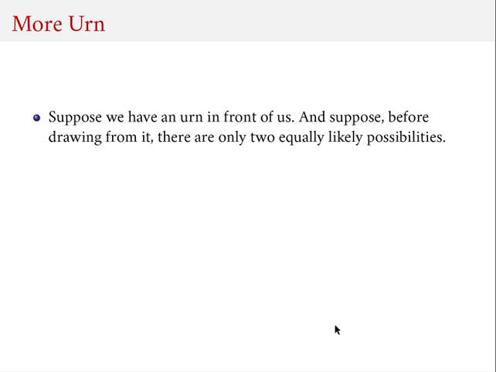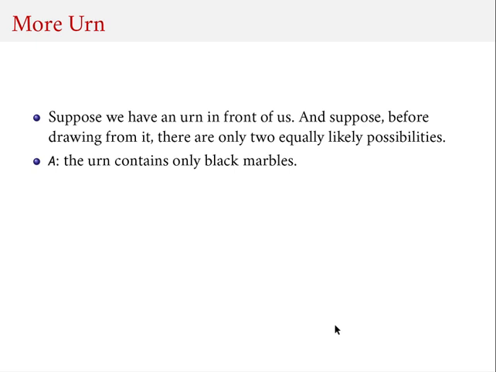So suppose we have an urn in front of us, and suppose before drawing from it, we only consider two equally likely possibilities. This is like a case where we imagine a room full of urns where there are only two types of urns. So we're only going to be considering two hypotheses about what the urn is like.